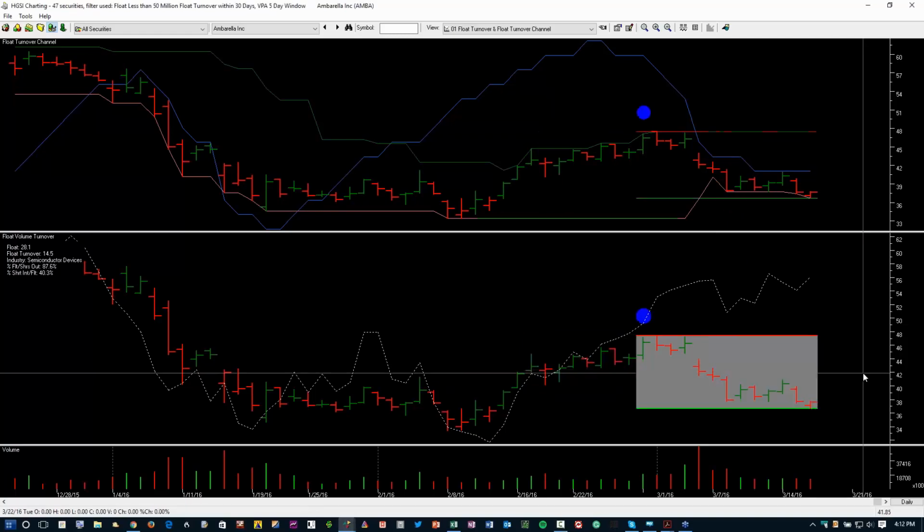Now, right now, pressure is still on it to the downside. This was updated today. This is using intraday quotes today, and I don't see any progress in this stock right now.